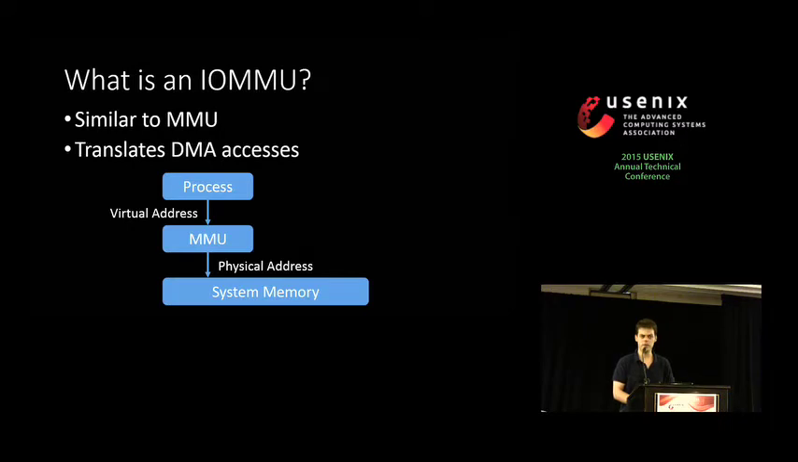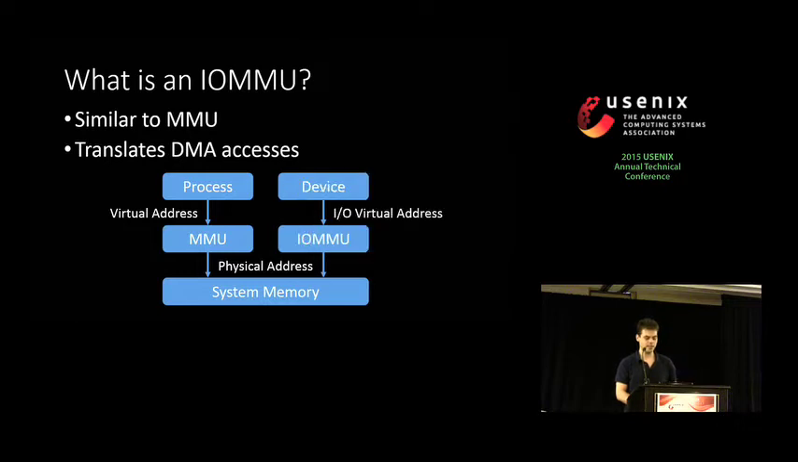So what is an IOMMU? Well, an IOMMU is not unlike an MMU, except an IOMMU works on devices, on the DMA or direct memory access path. When a device wants to carry out a direct memory access, it tries to access an I/O virtual address, and this request is intercepted by the IOMMU, which translates it to a physical address that can be accessed in the system memory.